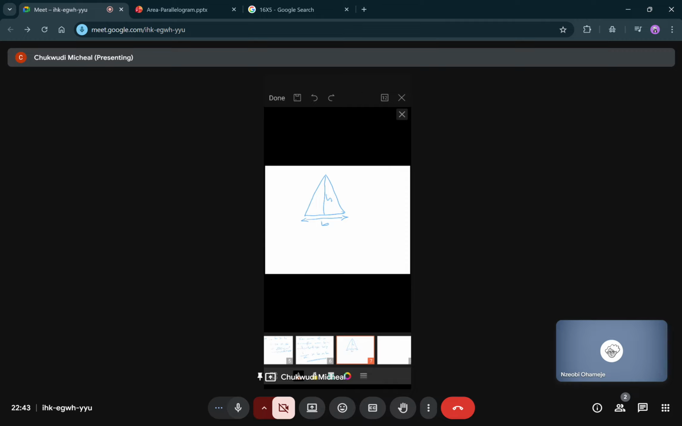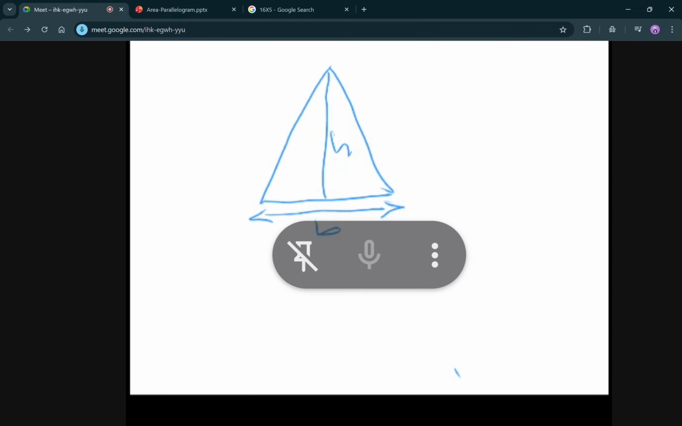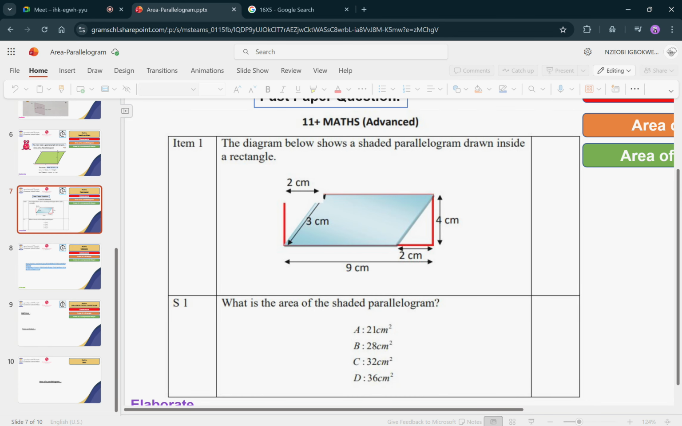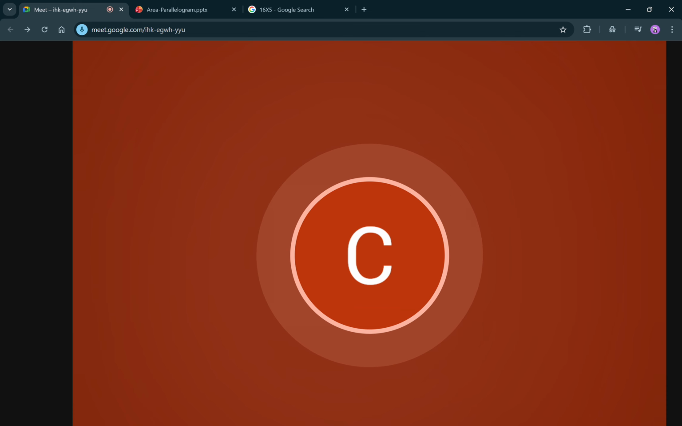So I drew a triangle on the board, and I told you that the length from this point to this point is called the base, labeled B, and the length from the top to the bottom is called the height. So here to here, the top to the bottom, is called the height of the triangle. But if you look at this height, you will see that the height divided the base into two equal parts. Can you see that?